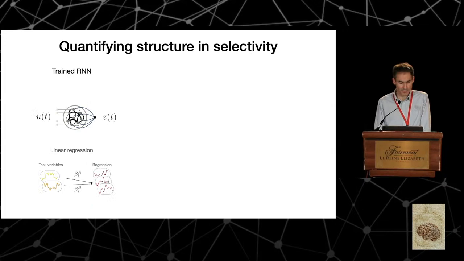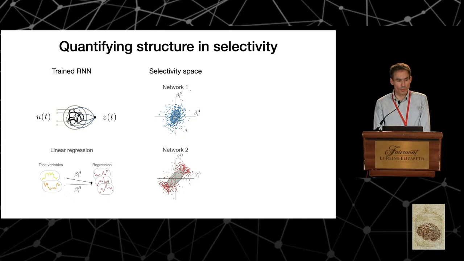Okay, so let me illustrate again how this works. For each trained RNN, we can generate activity from the model, and then for every neuron, we can regress its activity with respect to task variables. For every neuron, this gives us a bunch of regression coefficients, so selectivity coefficients. And then we can represent every neuron in this selectivity space, where each axis is one task variable, and the whole network then becomes a cloud of points in this selectivity space.